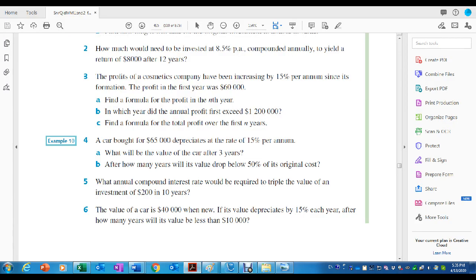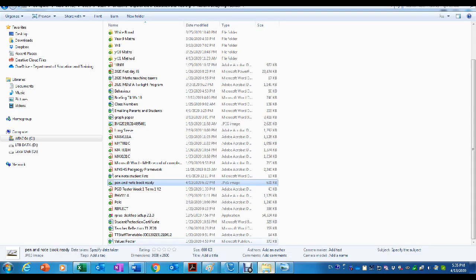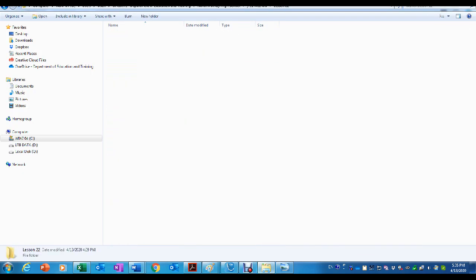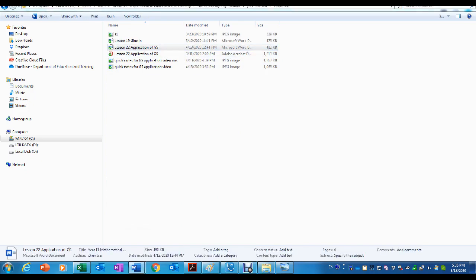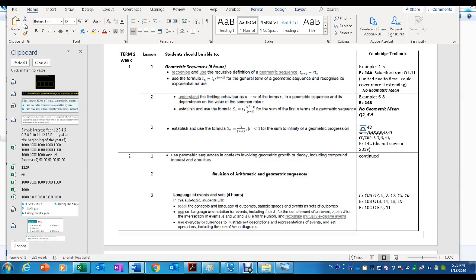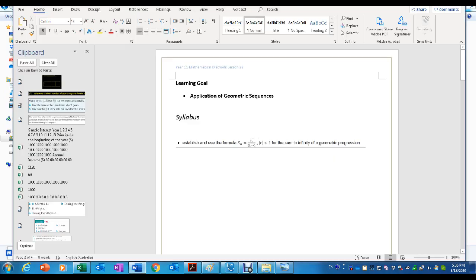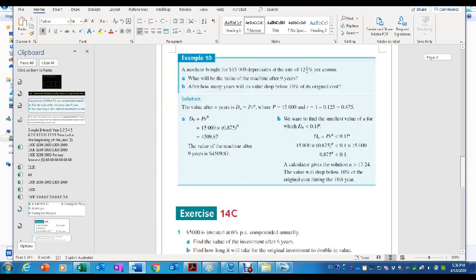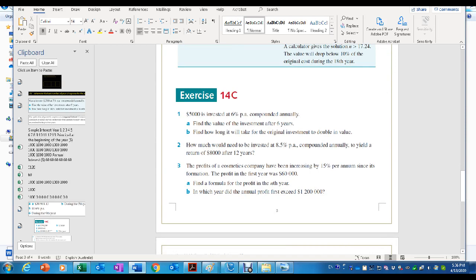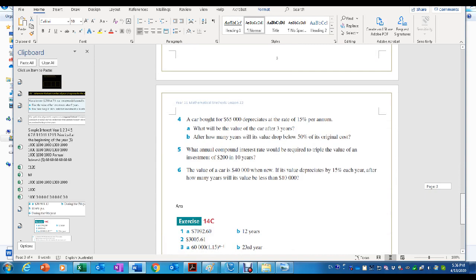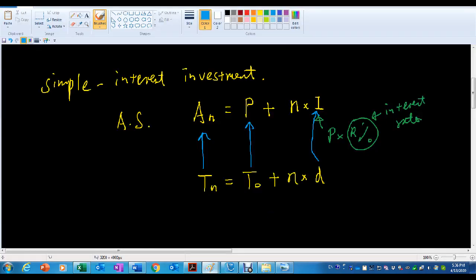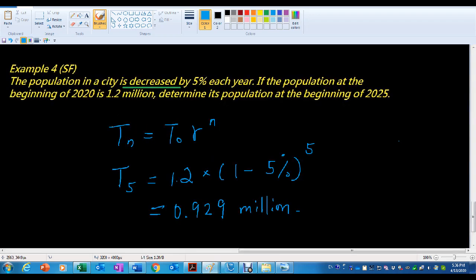So in your notes you see 14C, so you can do the 14C. There are 6 questions. You can try to do them as homework. If you have any questions, please leave a message in the collaboration area. Okay, and see you next time. Bye.